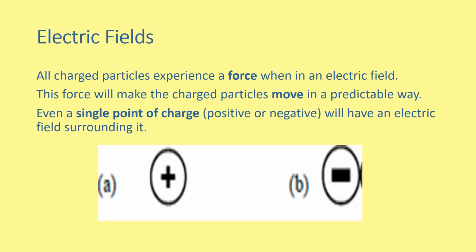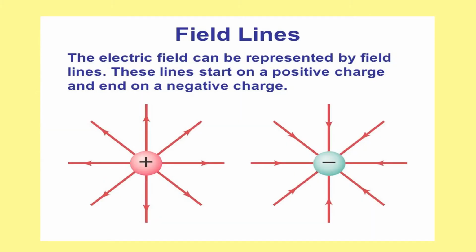Even a single point charge, positive or negative, will have an electric field around it, and it's that electric field that decides how another particle is going to interact with it. Field lines go out of a positive charge and the field lines go into a negative charge. We can see that the field lines are equally spaced around the charges, and they're heading out in all directions from the positive charge and heading in from all directions of the negative charge.